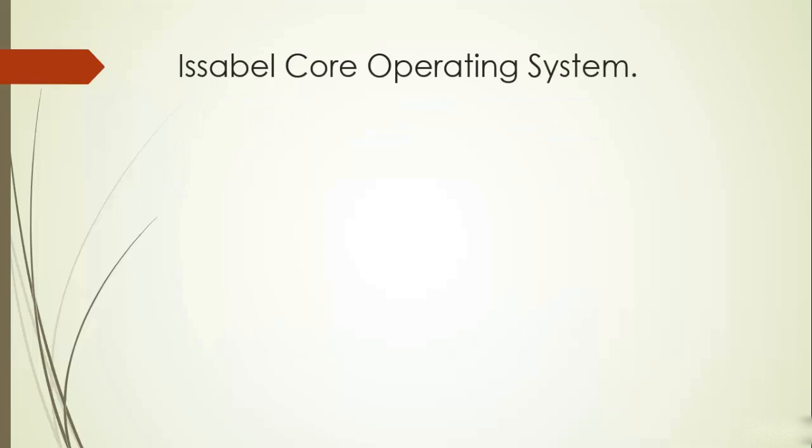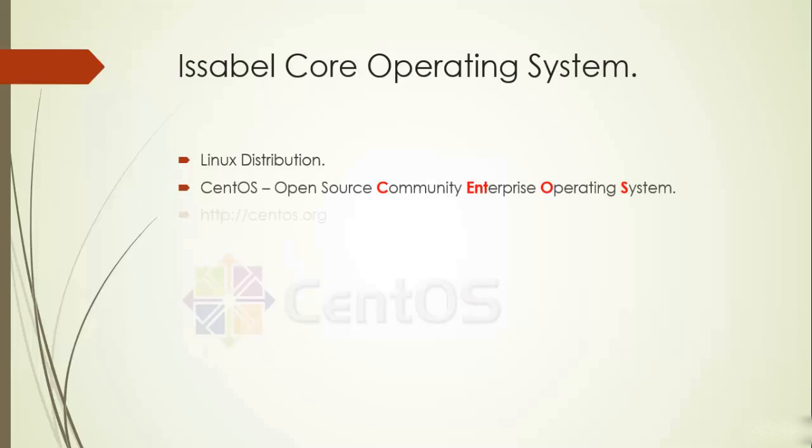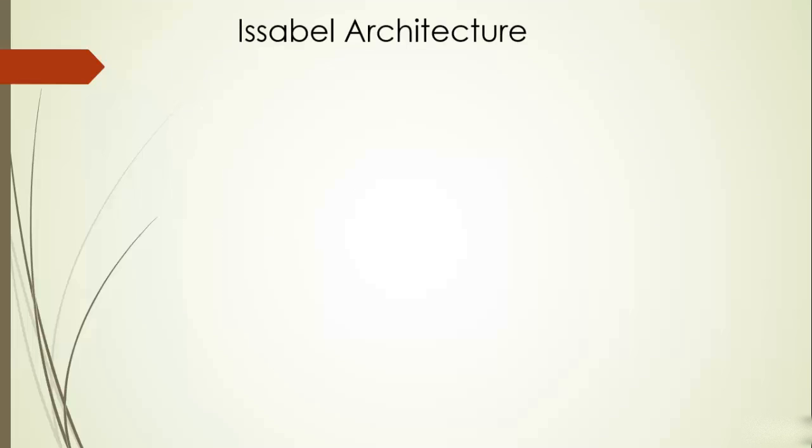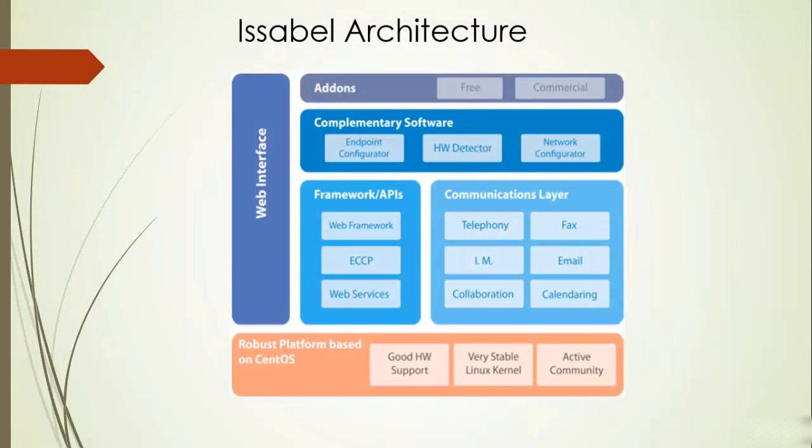The core operating system used by Issabel is based on a Linux distribution called CentOS. You can get more detail about CentOS at centos.org. Issabel architecture: in this diagram at the bottom you can see it's an operating system with good hardware support. As I said earlier, the core operating system is based on CentOS.